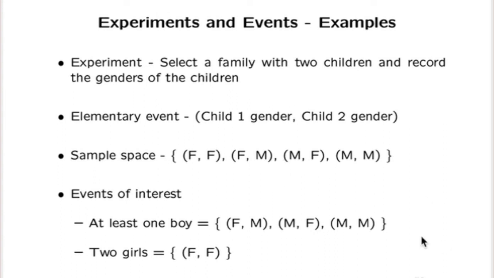And some events of interest might be, for example, that the couple has at least 1 boy. Okay, and so that consists of these 3 elementary events. We can think of the composite event of having 2 girls. There's only 1 elementary event that satisfies that description, and it is listed or represented as a subset of the sample space. It would contain this single elementary event.